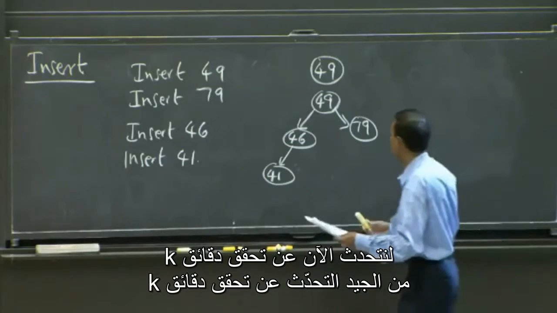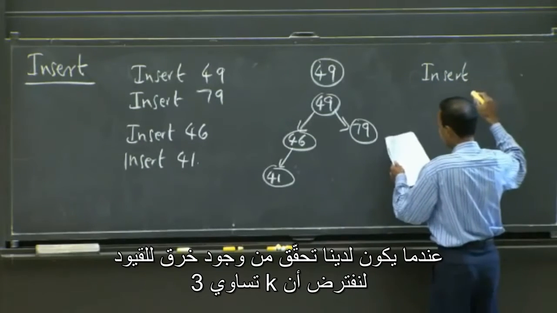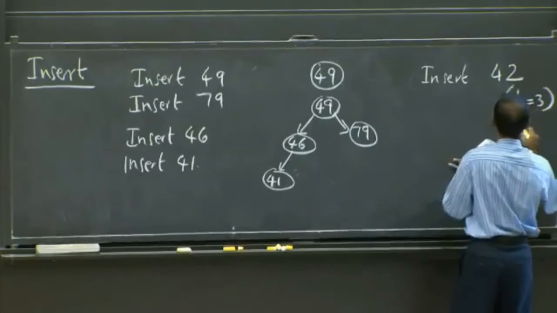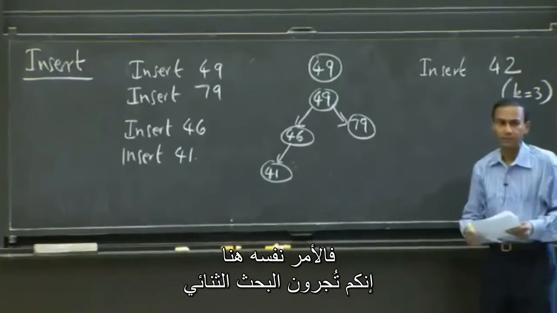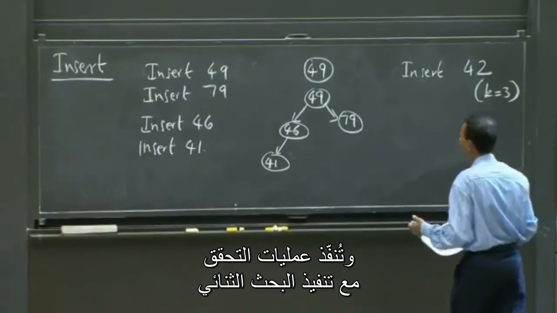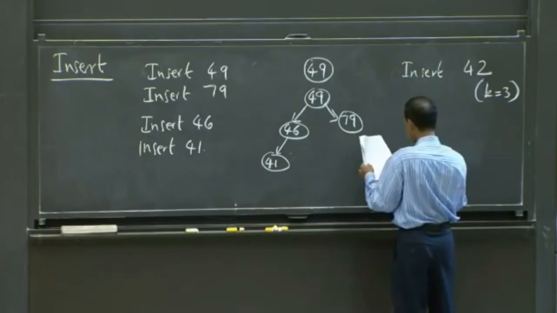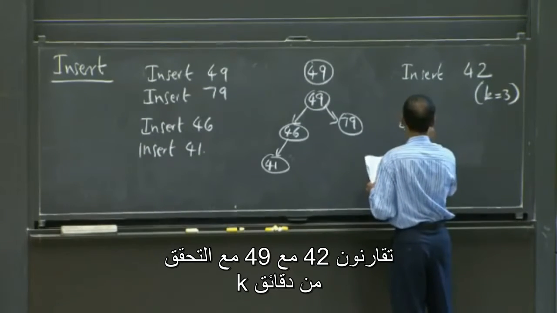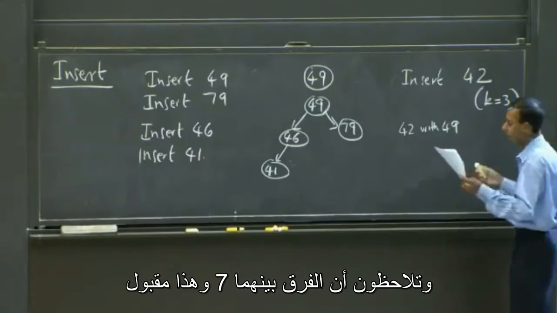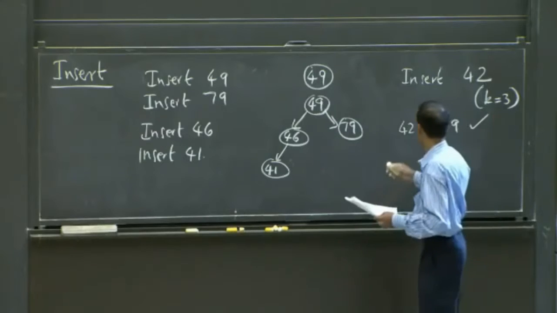Now let's talk about the k-minute check, and it's good to talk about it when there's actually a violation. And let's assume that k equals 3 here. And so same thing here. You're essentially doing binary search here, OK? And you're doing the checks as you're doing the binary search. So you're going to compare 42 with 49 with the k-minute check. And you realize they're 7 apart, so that's OK. And 42 is less than 49, so you go left.